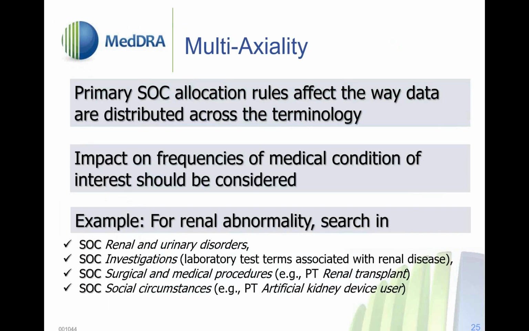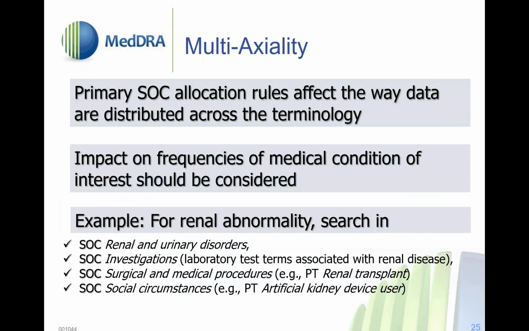Okay, let's talk about multi-axiality. We just showed that example with the cardiac neuropathy, right? That the same preferred term may be linked to more than one system organ class. This allows the terms to be grouped in different but medically appropriate ways, either by etiology or by organ system. And we said that the primary rule is that usually the link is based on the primary site of manifestation.